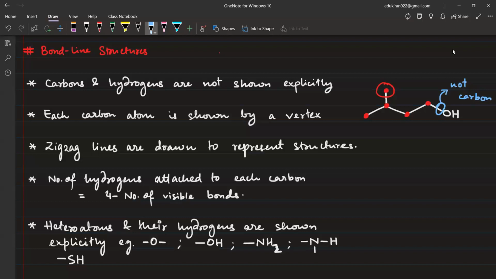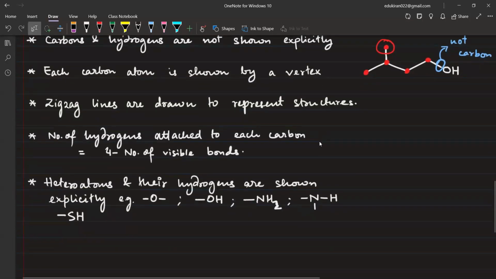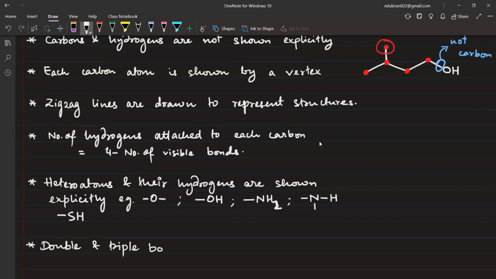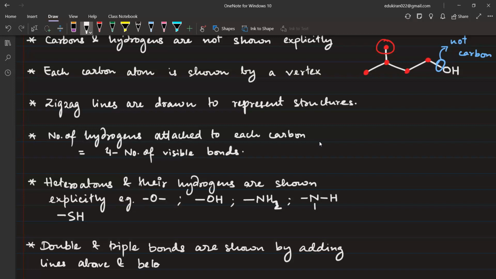So one more thing you can write: double and triple bonds are shown by adding lines above and below. So for example, if you have something like this, here you want to show a double bond, so you're going to write it like this. To show a triple bond, you're going to write above and below.